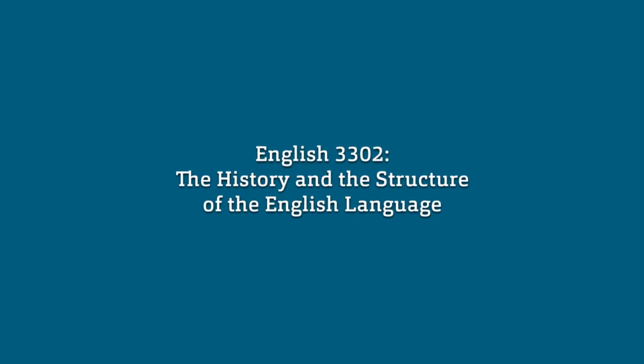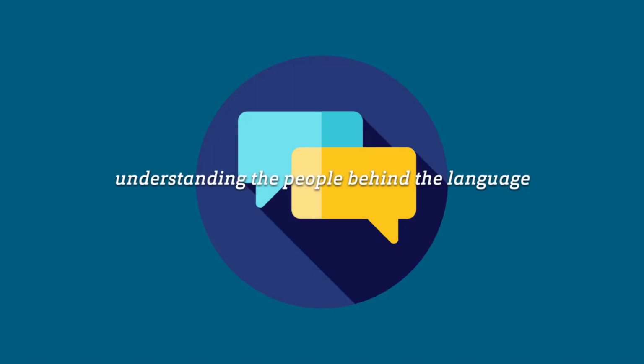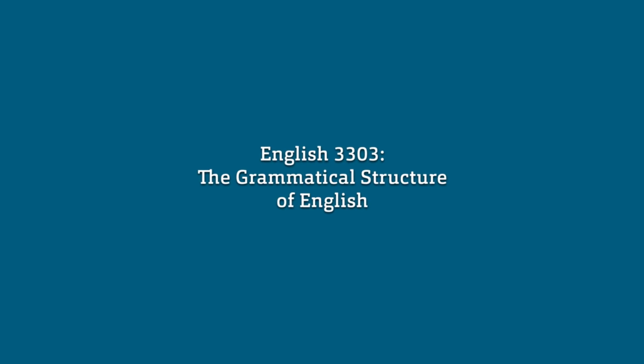English 3302, the history and structure of the English language, is a course that looks at the development of the English language from its beginnings, and actually its prehistory, up through and including the versions of modern English that are spoken today. This is a great class because it brings alive language change in its long development, so that we really get to understand not just the morphology and the linguistic aspects of things, but the people who are speaking this language, both in the past and today.